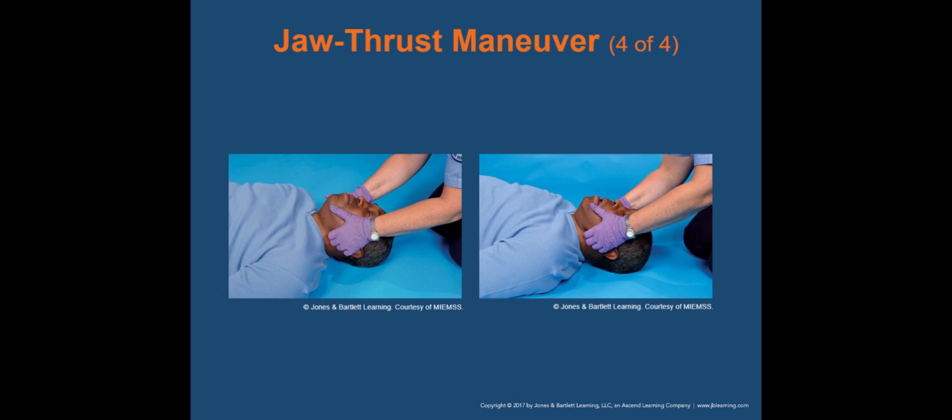Here is just a visual of performing that jaw thrust maneuver and lifting that mandible up off of the airway. Essentially, the tongue is attached to the mandibular structure, and by lifting up the mandible, you are lifting the tongue up off of the oropharynx.